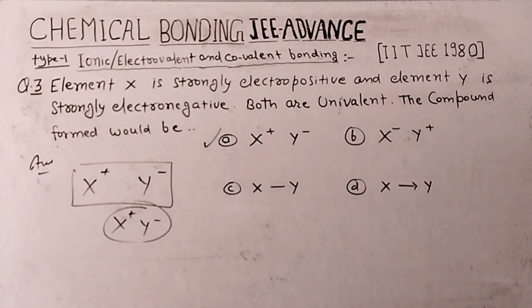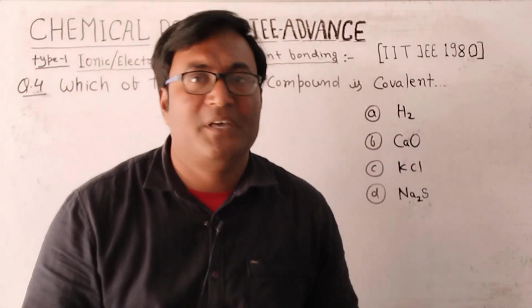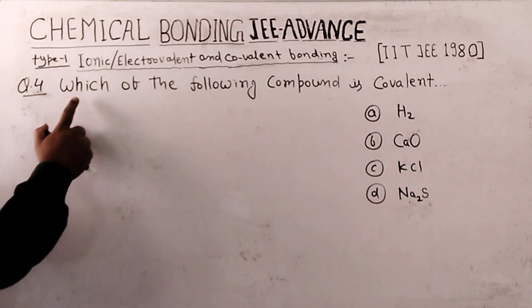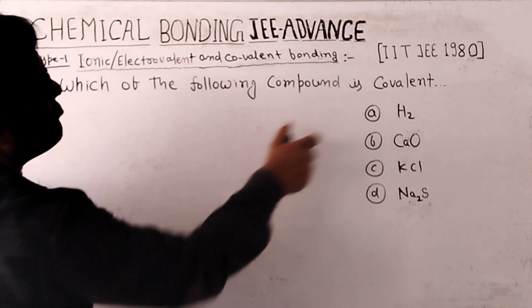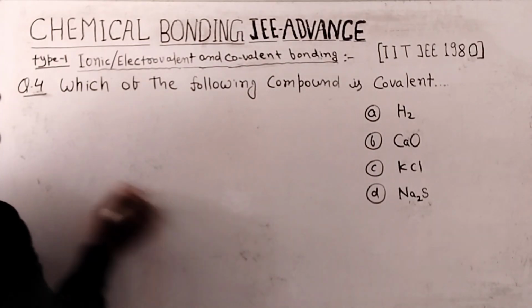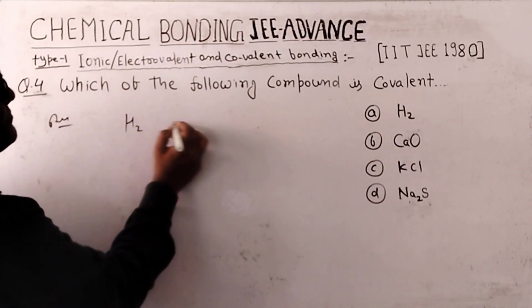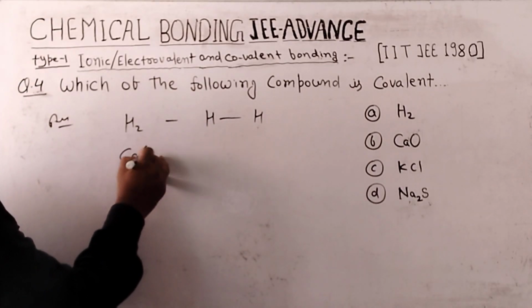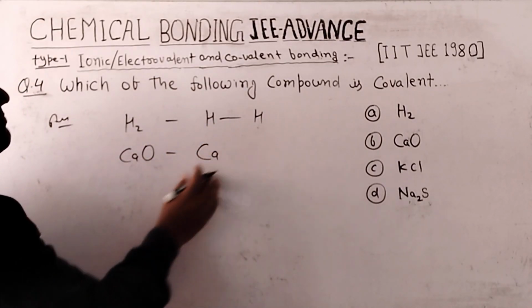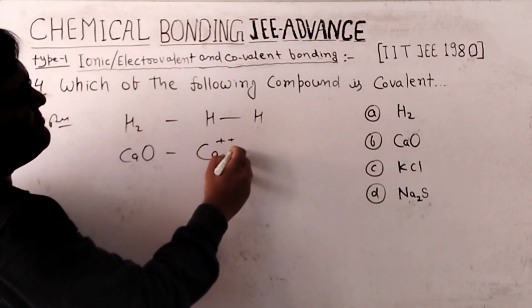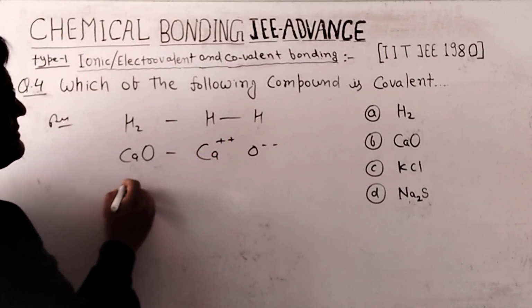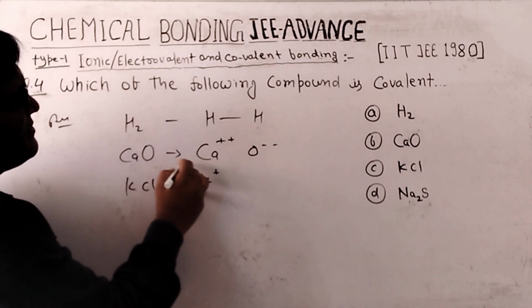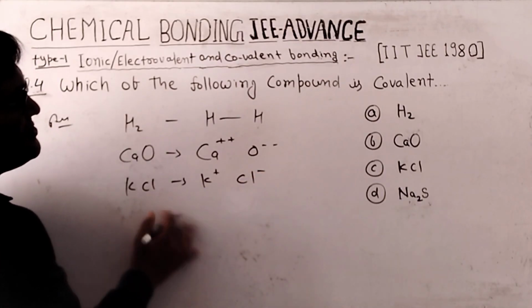Now question number 4 is completely based on ionic bond and covalent bond. According to question number 4, which of the following compounds is covalent? These four options are given. In H2, a single covalent bond is present. Calcium oxide is made up of calcium double plus ion and oxide double minus ion. In KCl, K+ and Cl- are present.